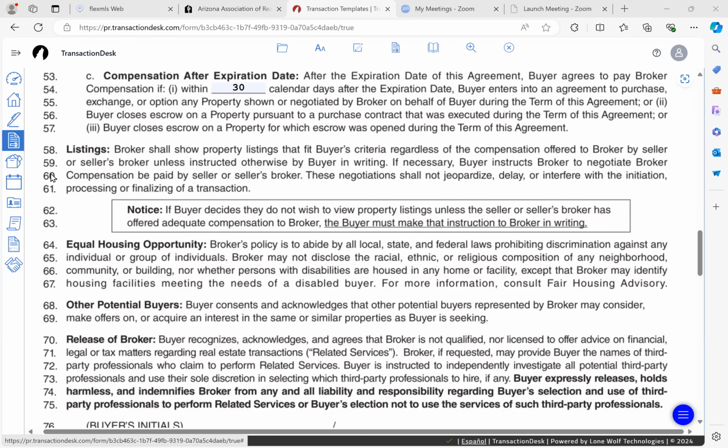Other potential buyers. Buyer consents and acknowledges that other potential buyers represented by the broker may consider, make offers on, or acquire an interest in the same or similar properties the buyer is seeking.